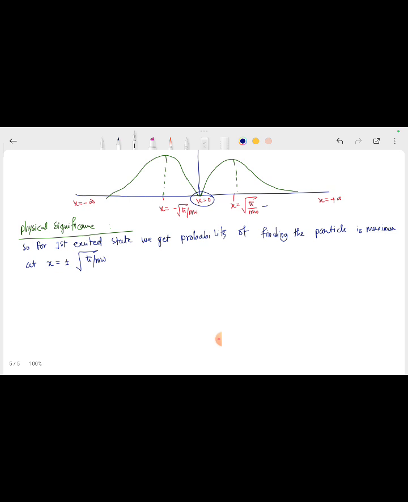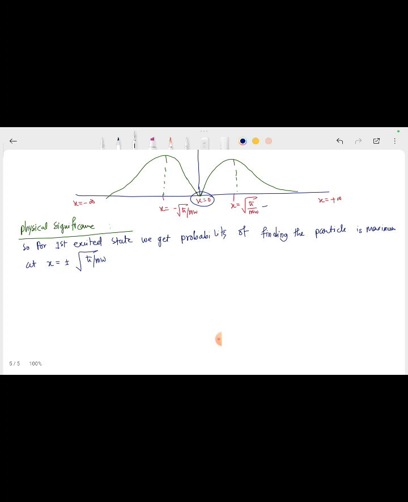Please be careful. It's very important for the numerical part, because they mention the value of m and the value of omega, and then we calculate the value of x, at what point we get the maximum probability of finding the particle for the harmonic oscillator in the first excited state. You just put in all the values of h cut, m, omega, and you get a numerical value of x. Please remember this value. It is very important.